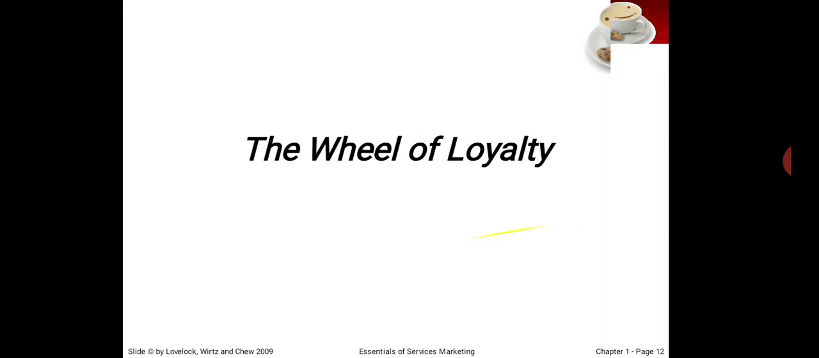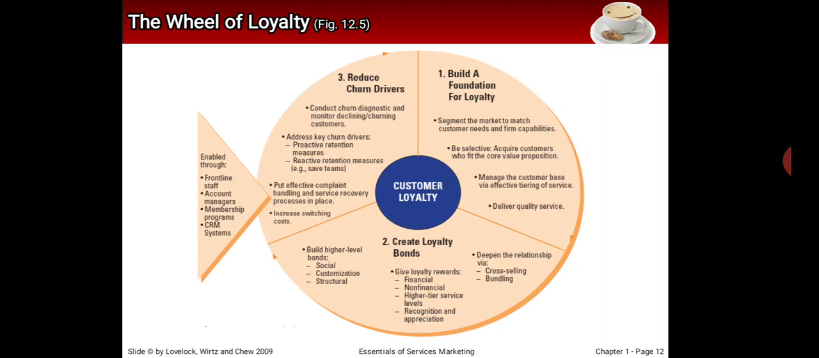The wheel of loyalty suggests three things. First, build a foundation for loyalty. Second, create a loyalty bond. And third, reduce churn drivers.